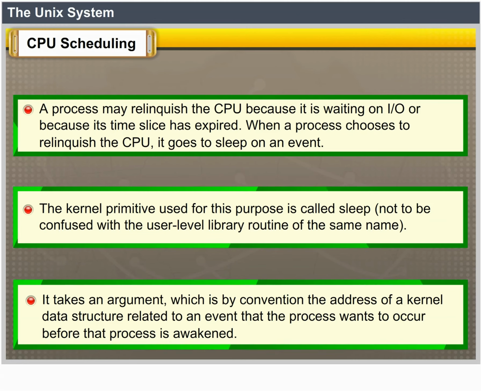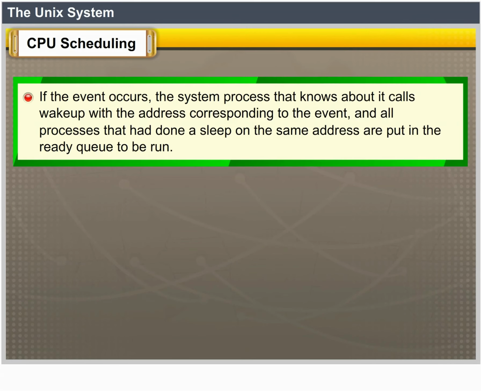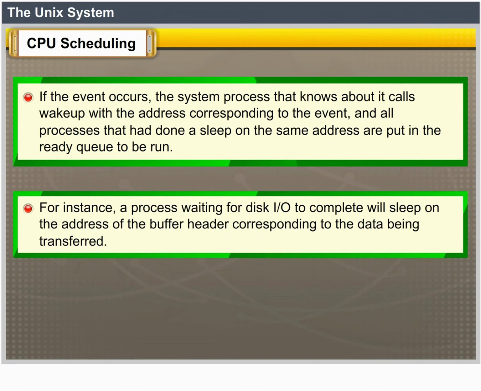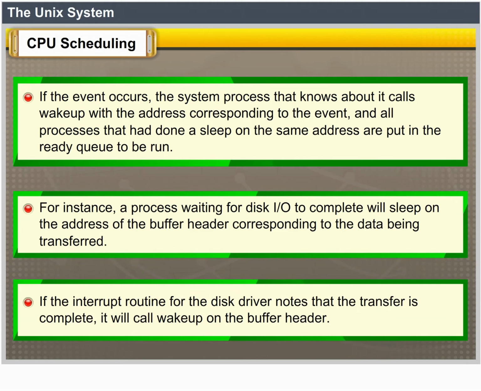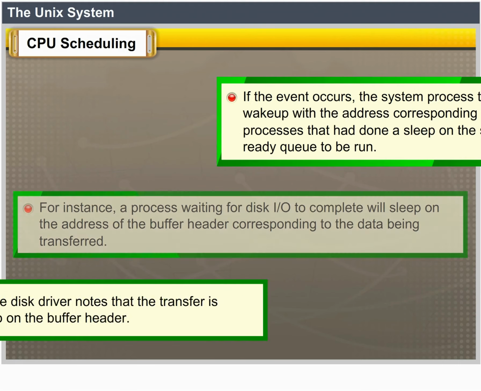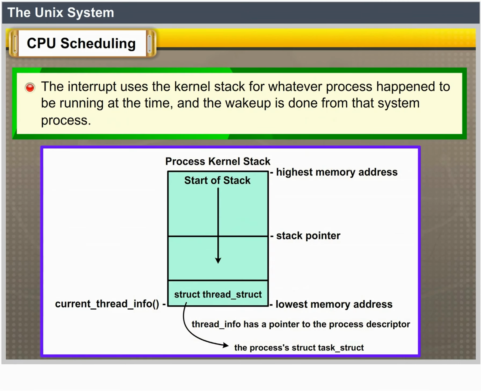When the event occurs, the system process that knows about it calls wakeup with the address corresponding to the event, and all processes that had done a sleep on the same address are put in the ready queue to be run. For example, a process waiting for disk I/O to complete will sleep on the address of the buffer header corresponding to the data being transferred. When the interrupt routine for the disk driver notes that the transfer is complete, it calls wakeup on the buffer header. The interrupt uses the kernel stack for whatever process happened to be running at the time, and the wakeup is done from that system process.